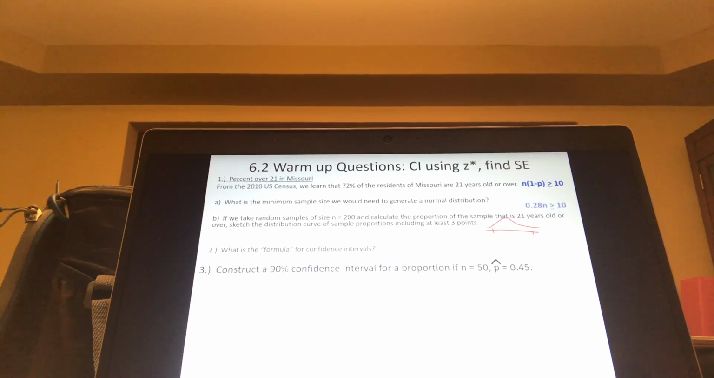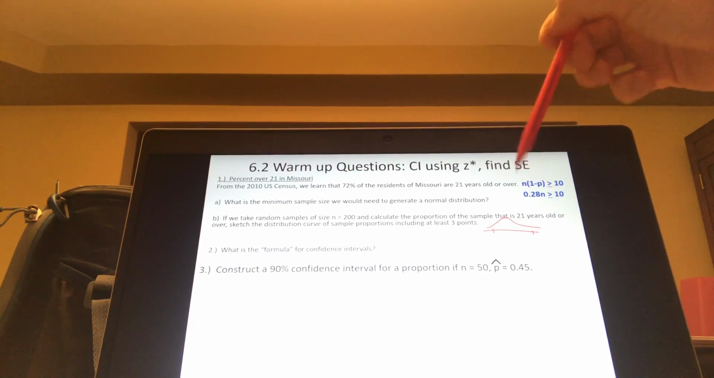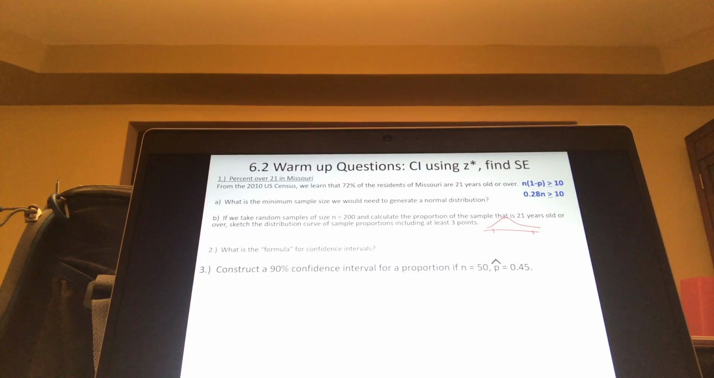So if you did that, you're basically just dividing 10 by 0.28 using this sample proportion for p. n is the number of people you're trying to solve for that you need. It should have been around 35.7, which you can't have 35.7 people. So you got to round that up to 36. Hopefully you got that one right.